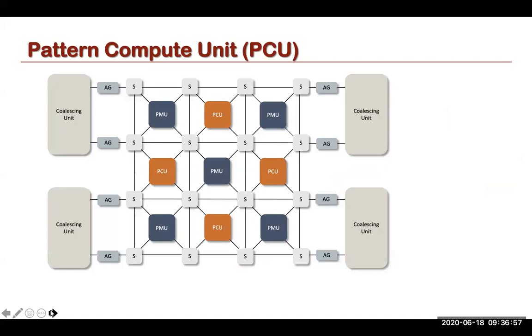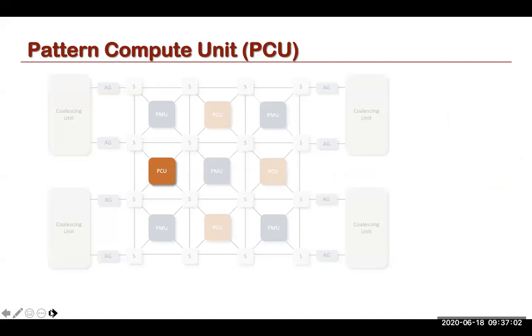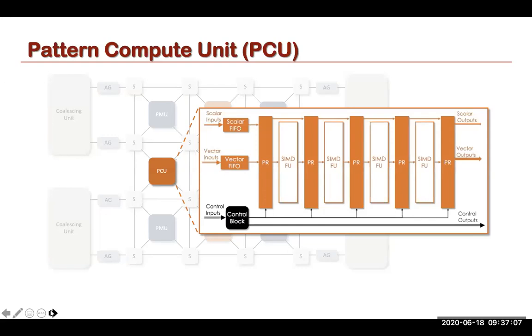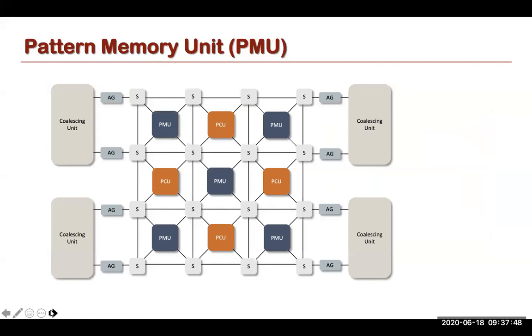So let's look in a little more detail at what the pattern compute unit looks like. As I said, it's a configurable unit, which is essentially a pipeline of SIMD functional units. Each of these SIMD units is capable of doing multiple operations at the same time in a SIMD fashion. So that's one axis of parallelism. The second axis of parallelism is across the pipeline, right? So you've got parallelism within each stage of the pipeline, in each of the SIMD units. And then you've got parallelism that comes from the fact that you are operating on different sets of data in each of the different pipeline stages. And so you've got multiple elements of parallelism just within a PCU.